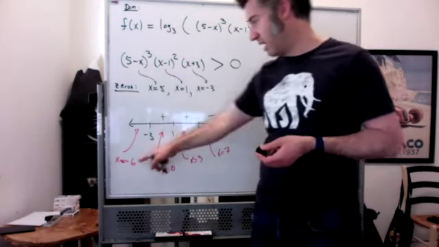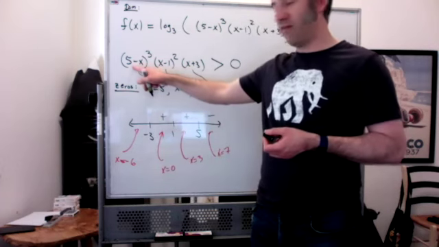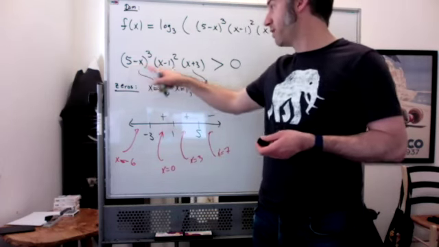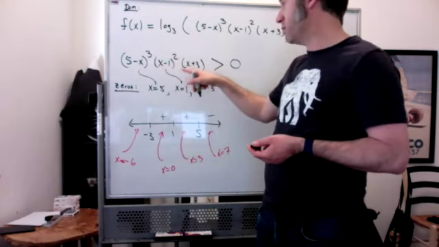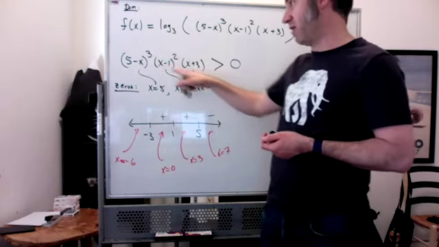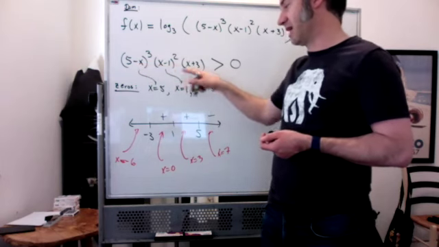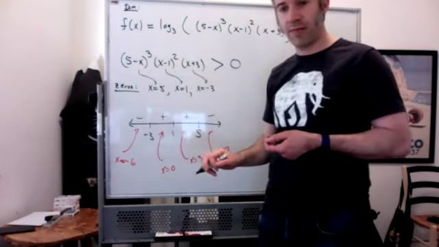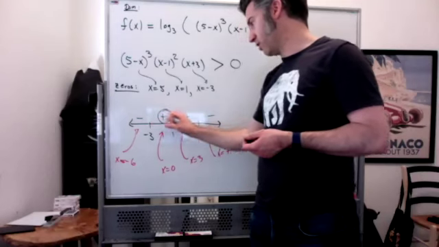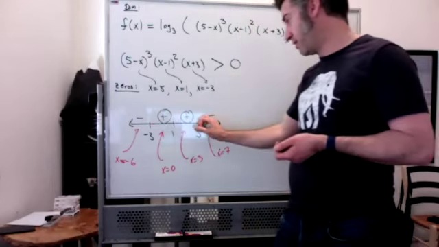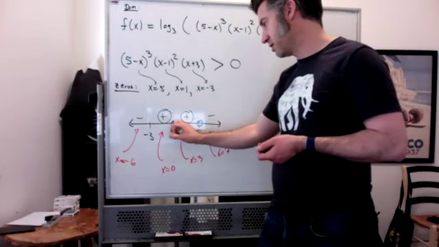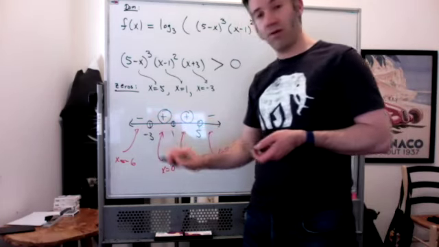And then finally picking negative 6, 5 minus 6 is positive. Negative 6 minus 1 is negative, but it's squared, so it's still positive. But negative 6 plus 3 is negative. So you have a positive times a negative, which is negative overall. We want the positive parts, but since it's greater than 0 and not equal to 0, we don't want the endpoints because the endpoints make it equal to 0.